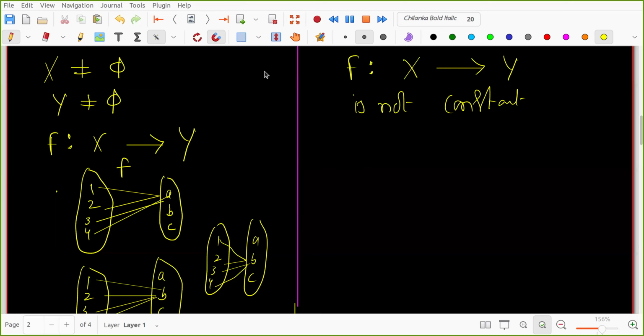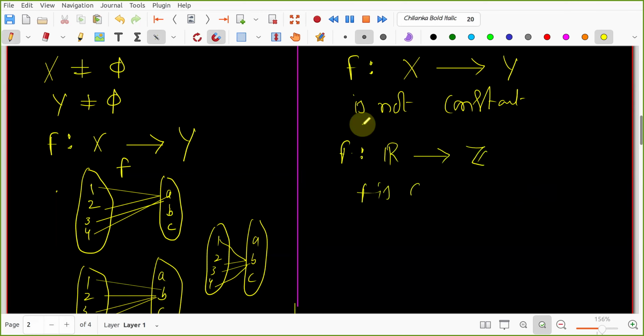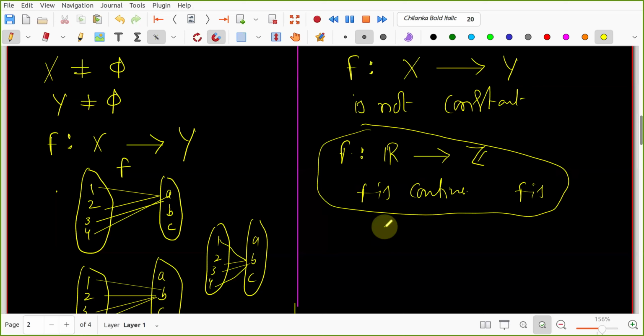See, this constant function comes up in several places. For example, if the derivative is 0 at all points of an interval, then the function is constant. And if f is continuous, then f is constant. So you come across constants in several places, so be careful about the constant function. Function is constant means every element here is mapped to a single element. Not constant means what? That you need to discuss properly.